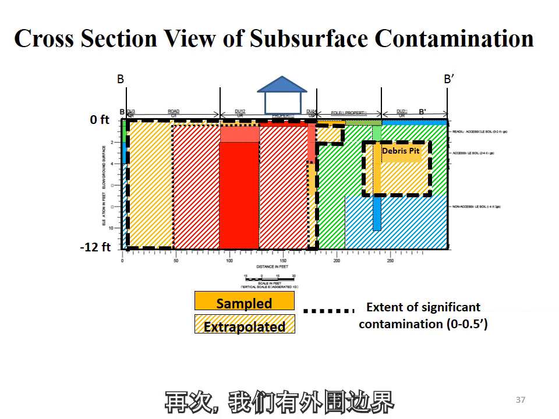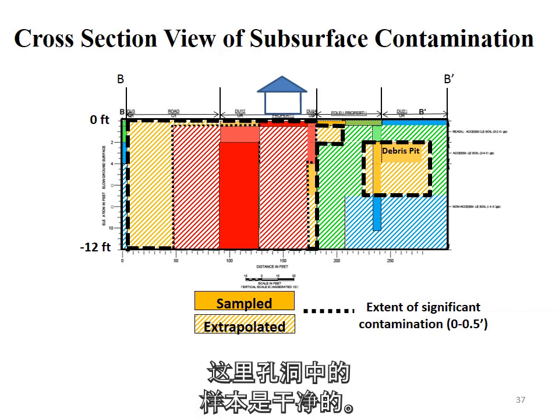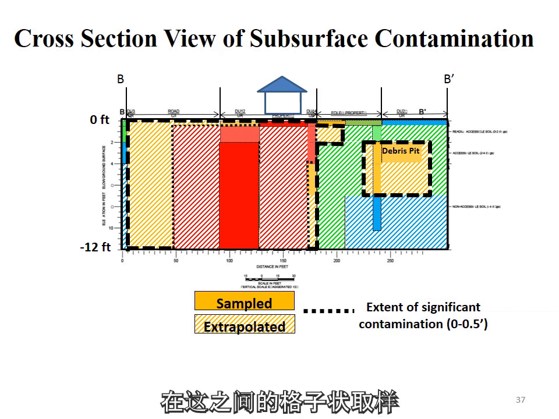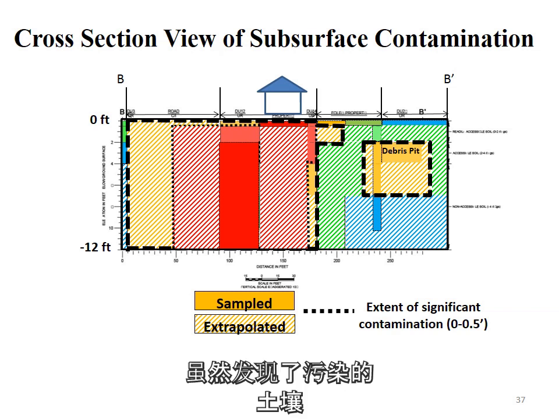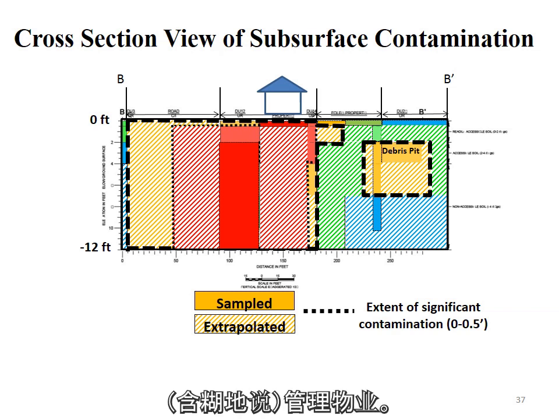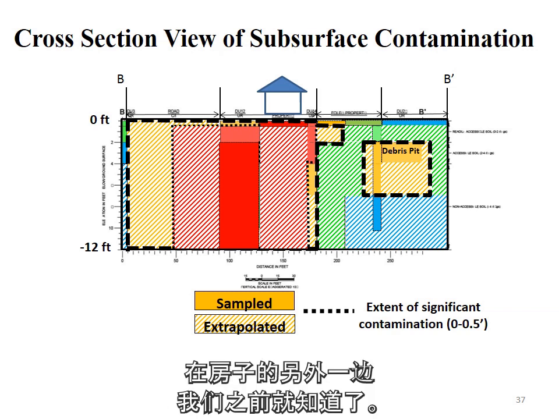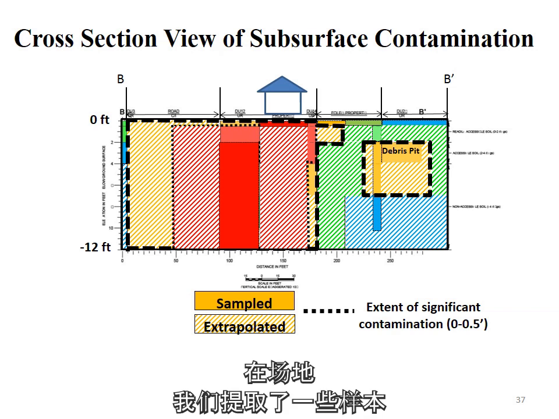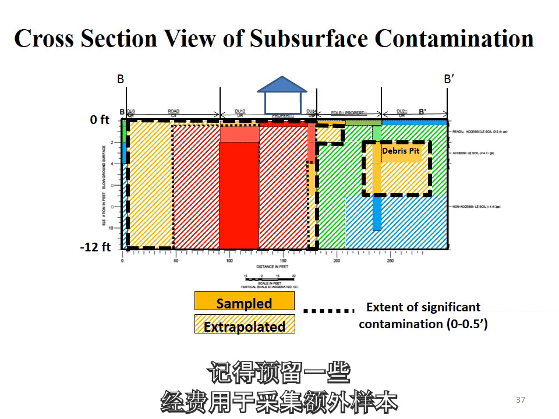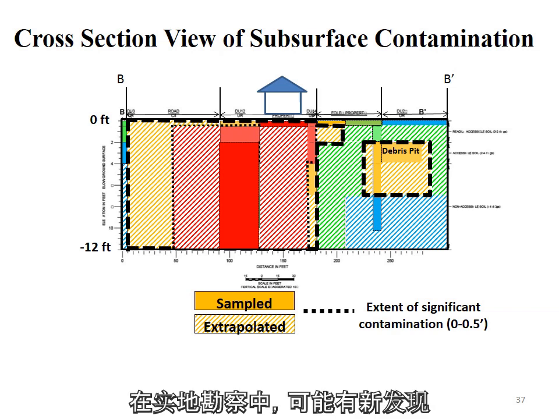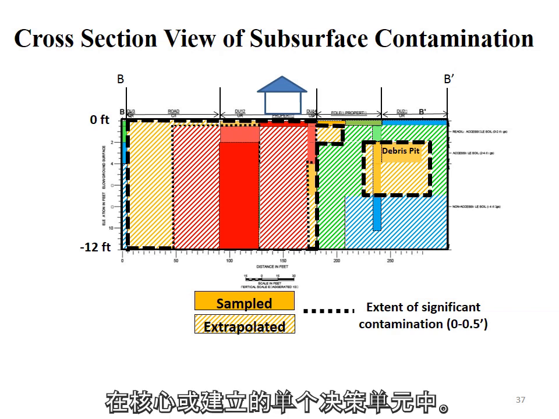Again, we had an outer perimeter area here where the soil samples came up clean in the borings, and then the cross-hatched areas in between are just our estimates, or worst case, of where the contaminated soil could be present that we weren't able to test, but has to be managed in the property. Again, doing this type of work, we found a debris pit on the other side of the house that we hadn't known about before. Grabbed some samples in the field with that, so I always reserve some money for additional samples for any surprises in the field, either within cores or setting up individual DUs.